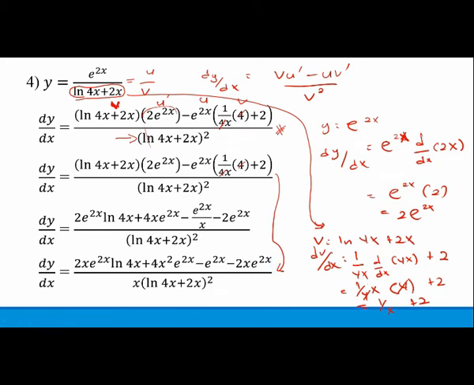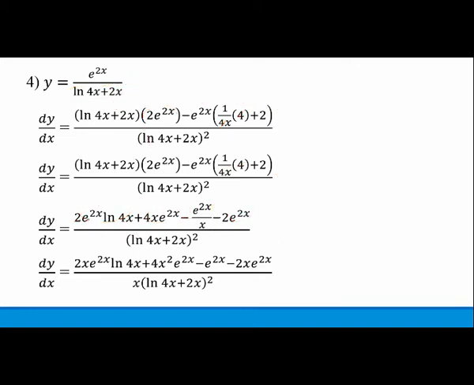What I do, because we have x at the below, for this case I will multiply both of this one by x, x and x. So that's why if you can see that 2e gets 2x, 2x e, for x, 4x becomes 4x squared, 2ex becomes 2x. And then x, this one can go down, x ln 4x plus 2x to the power of 2.